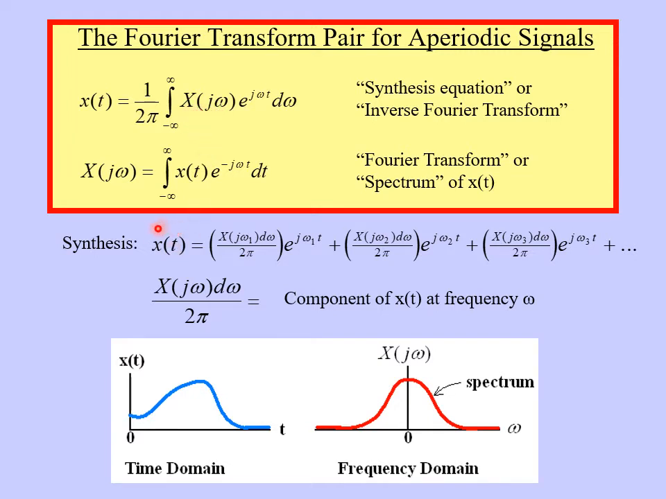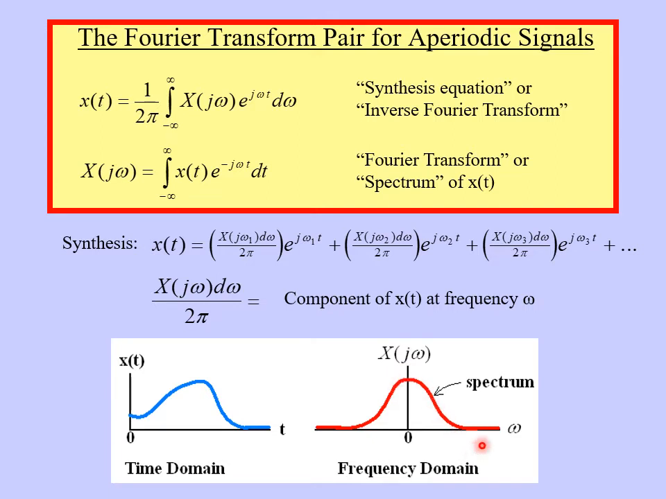So we can think of taking a function x of t in time and breaking it up into an infinite sum of frequency components, each one weighted by the Fourier transform. On the other hand, the Fourier transform X of j omega tells us basically what the frequency components are, how they look in terms of frequency. So in other words, the Fourier transform gives us the spectrum of the signal.